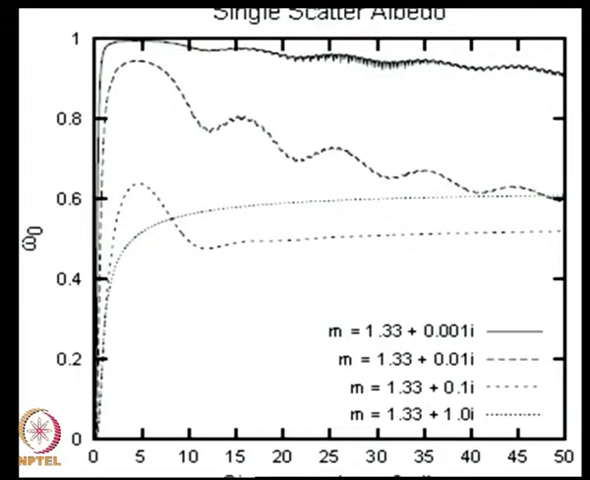So, this is a point to remember, the difference between single scattering albedo calculations. If the atmosphere is strongly absorbing, you can have a strong influence because absorption is in the denominator.